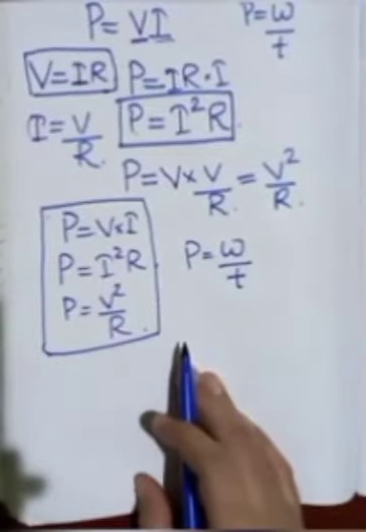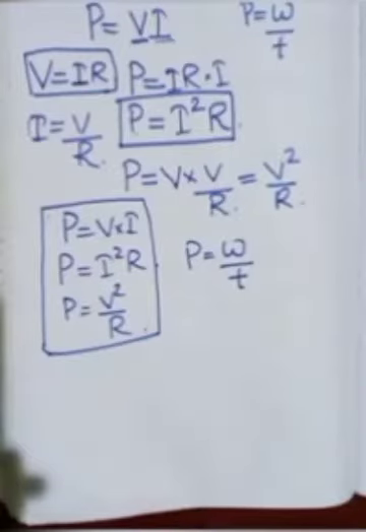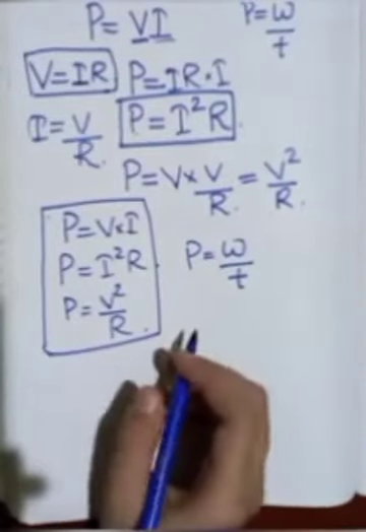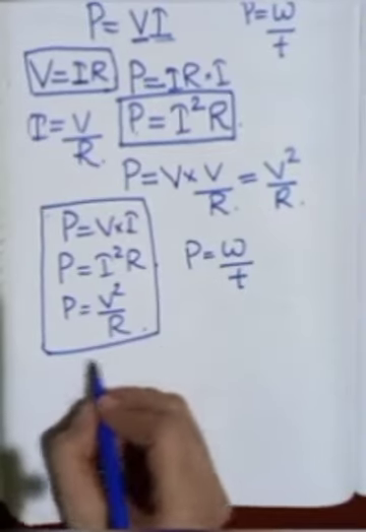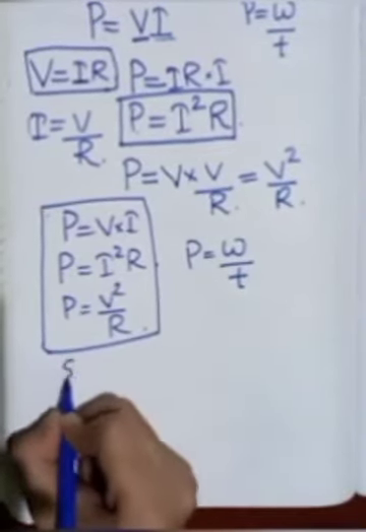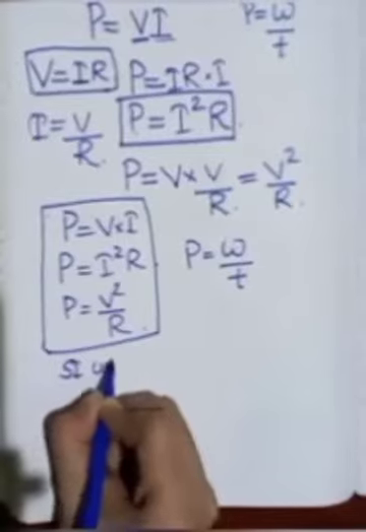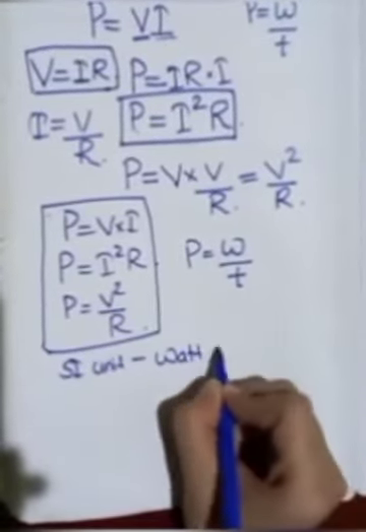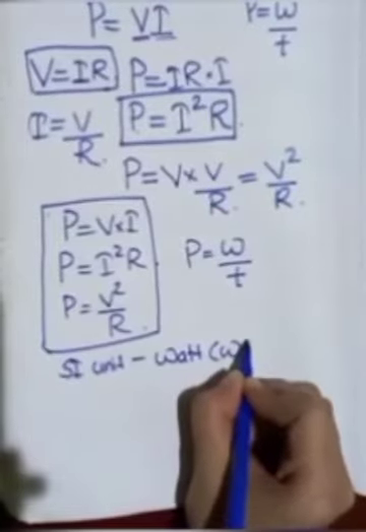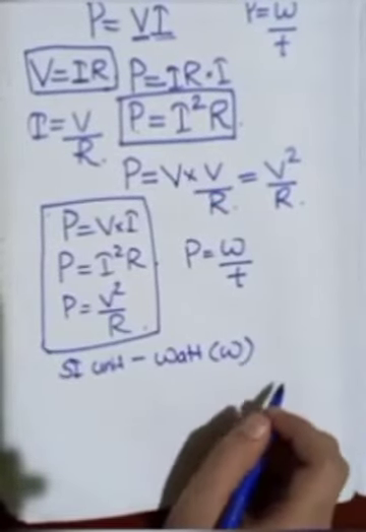Okay. Then what is the unit of power? The SI unit of electric power is watt. Watt can be denoted by the capital letter W.